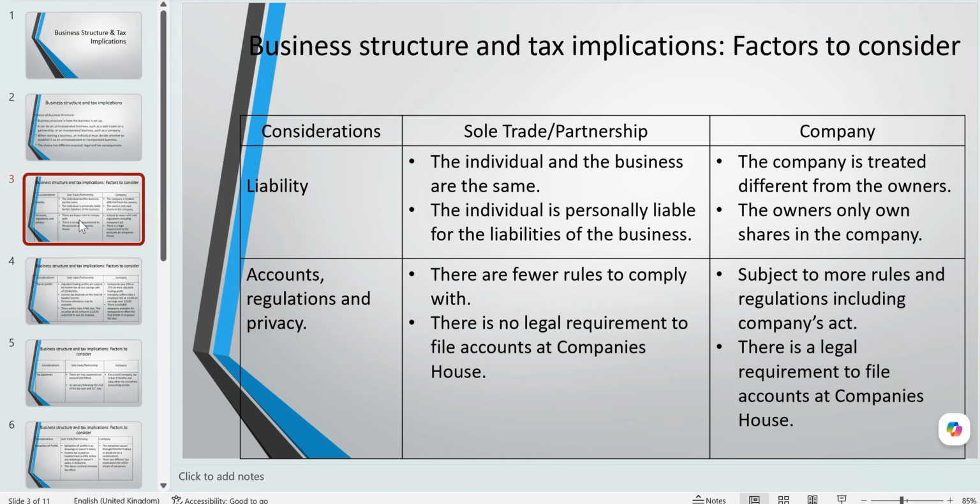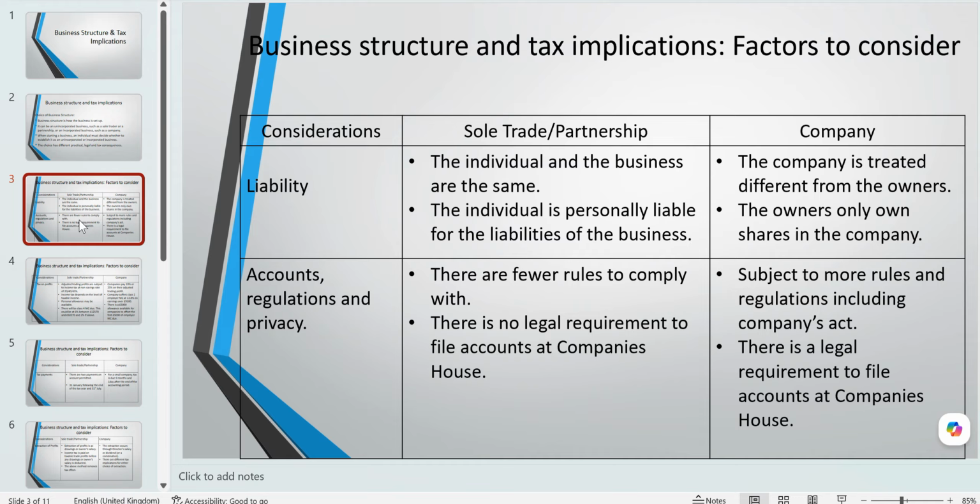So here are some factors to consider. Considerations. You're looking at liability. For a sole trader or a partnership, the individual and the business are the same. The individual is personally obligated for all the liabilities of the business. When it is a company, the company is treated differently from the owners of the business. The owners only own shares in the company.